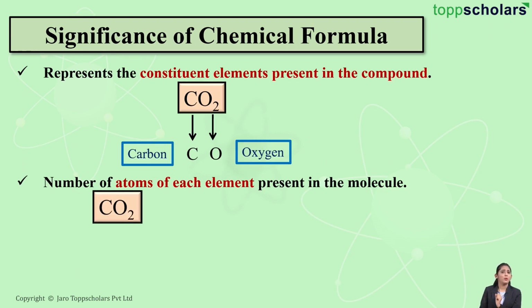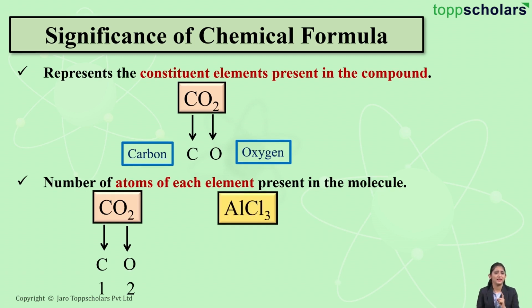Now friends, tell me, what is the number of carbon atoms present in CO2? Yes, it is 1. And what about oxygen? What is the number of oxygen atoms? Yes, 2 oxygen atoms. Exactly. Let's take one more easy example, AlCl3. Now friends, tell me, how many atoms of aluminium, Al, are there in this compound? Yes, 1 atom of aluminium. And what about chlorine? How many atoms are there? Yes, 3 atoms of chlorine.